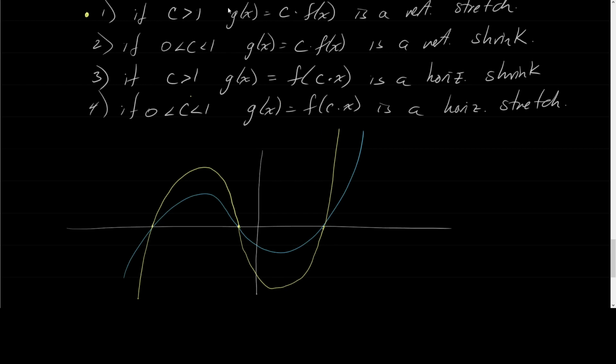Now, let's look at the second scenario here, and we'll do it in purple. We've got a vertical shrink, so that's where c is between 0 and 1. The zeros will again stay the same, but the negative stuff becomes less negative because now I'm squeezing it down. The positive stuff becomes less positive, the negative stuff becomes less negative. So it's all shrunk vertically. So this is for the vertical stuff.